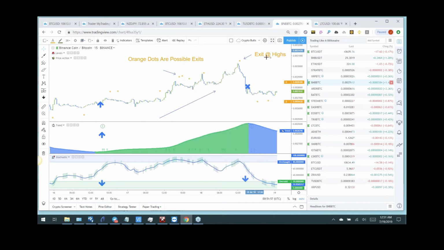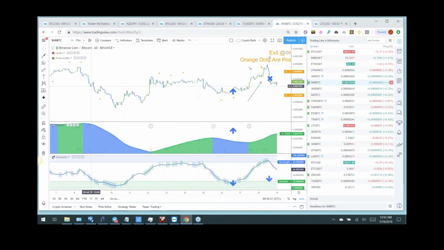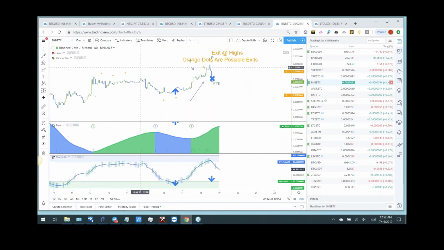So this right here is our exit at the highs from that trade. So yes, you can use a shorter time frame, like a 15-minute here. You can look to get a trade over the next hour or 2 hours. From the 15-minute time frame, we scale up to the 1 hour.